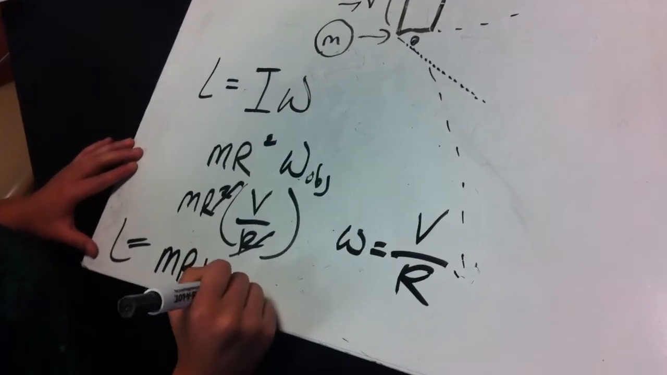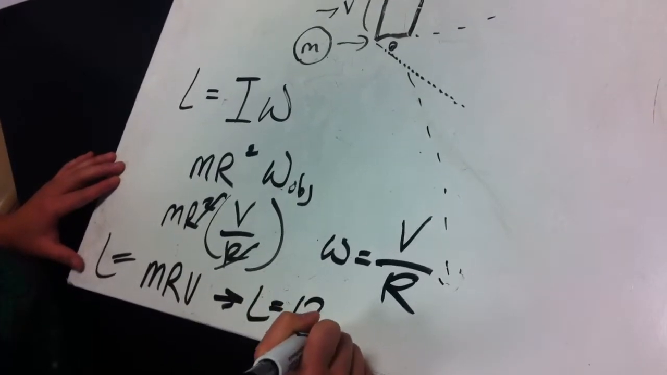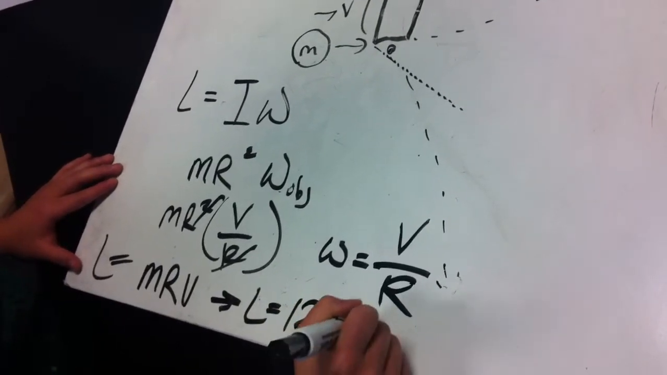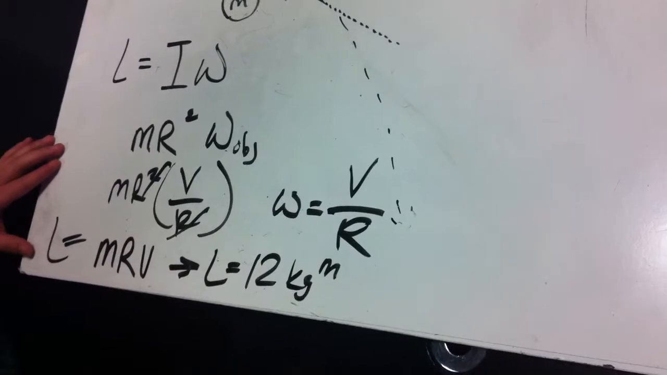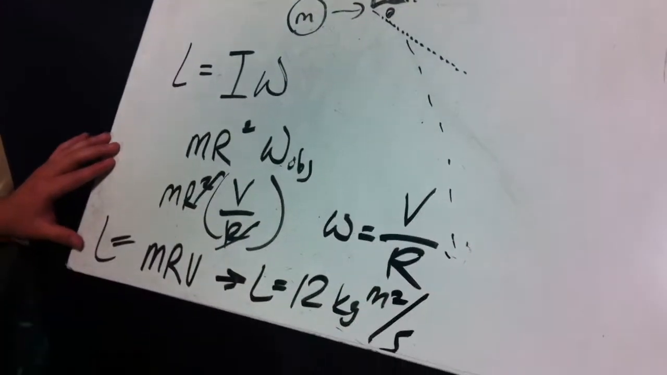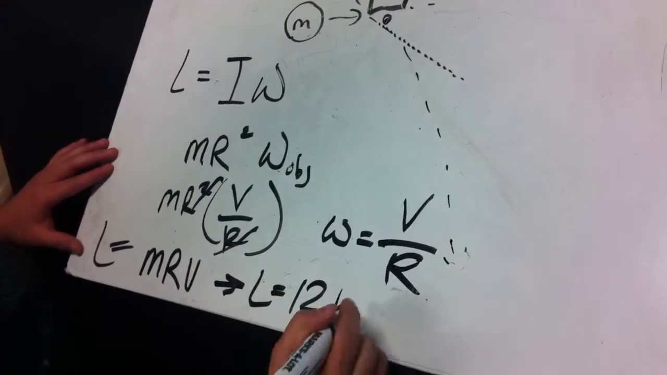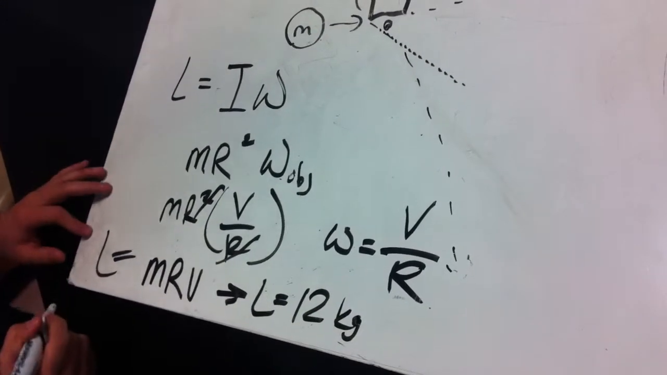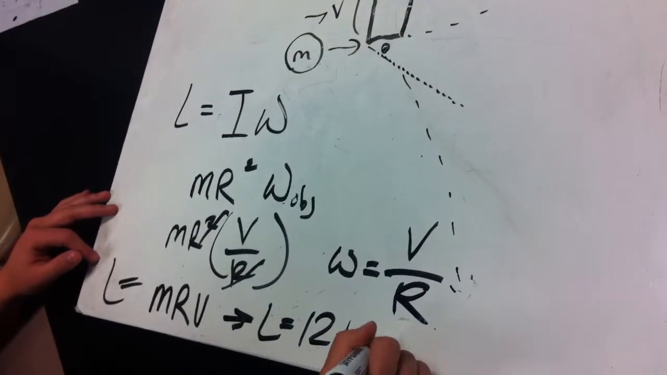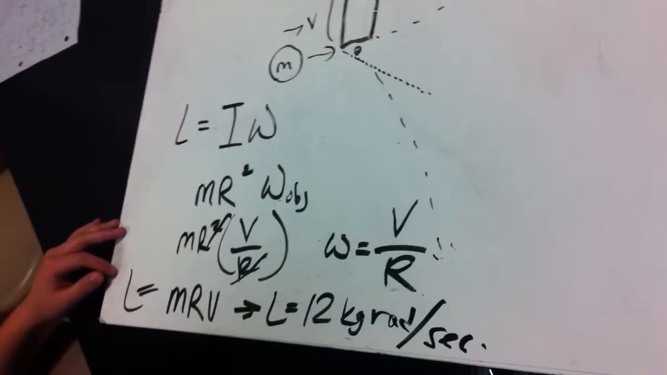And if we plug in our values, we get L equals 12 kilograms. Wait, what are the units for this? Meters per second. Not meters per second, just per second. So there's no meters. Radians per second. Kilogram? No, we're looking for angular momentum. Yeah, kilogram radians per second. Okay.